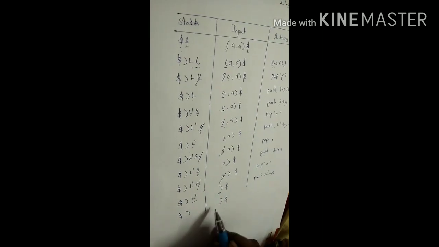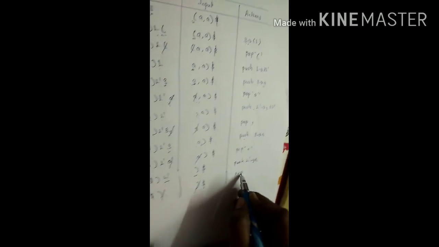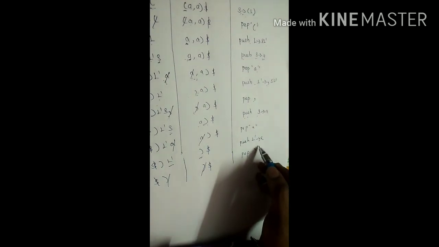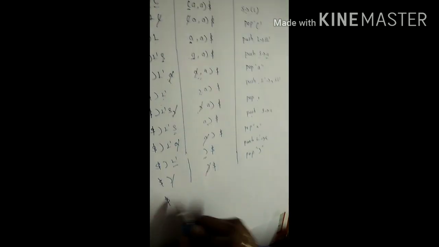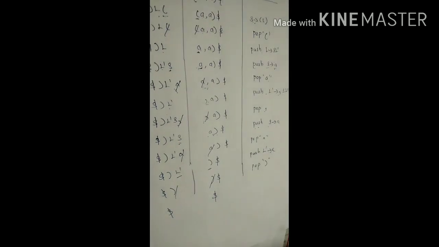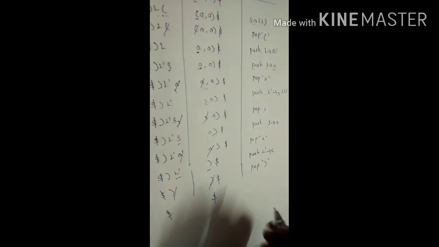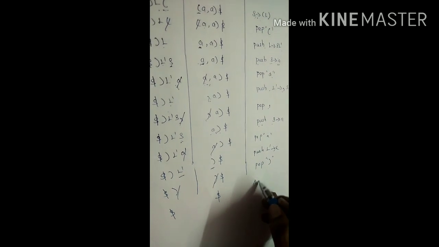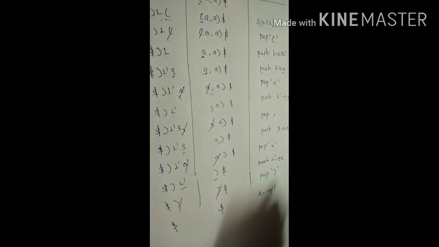Now these two symbols are the same. Pop the symbol close bracket. So we reach the end, and the input string is accepted.